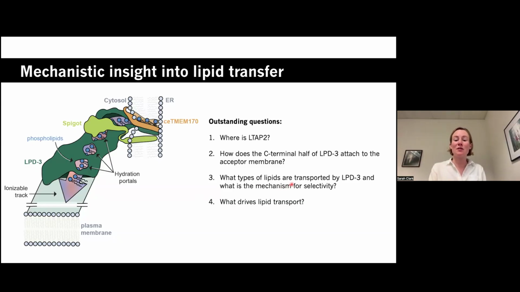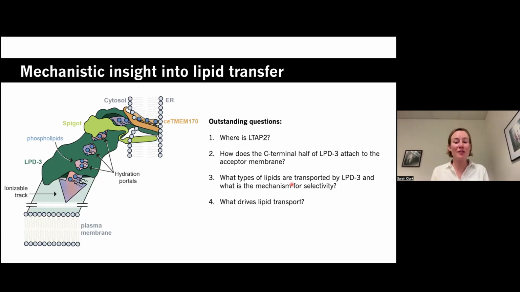What types of lipids are transported and what is the mechanism for selectivity? It's relatively well known that BLTPs are transporting phospholipids. But since the membranes of all of these different organelles vary so much and are so important for the integrity of the cell, it's expected that there is some sort of mechanism for selectivity. We just don't know what it is yet.